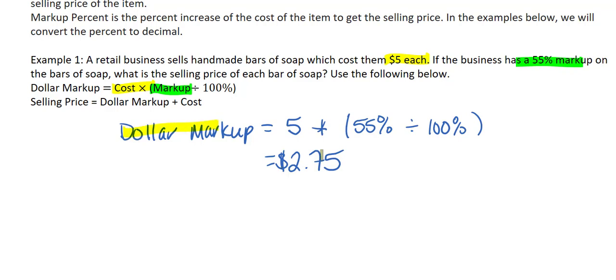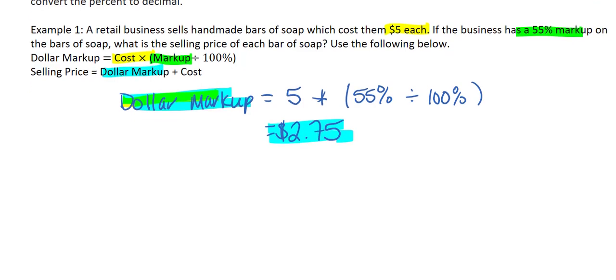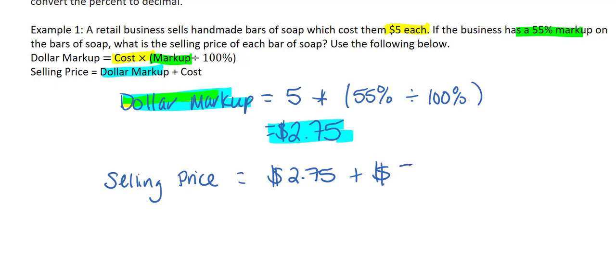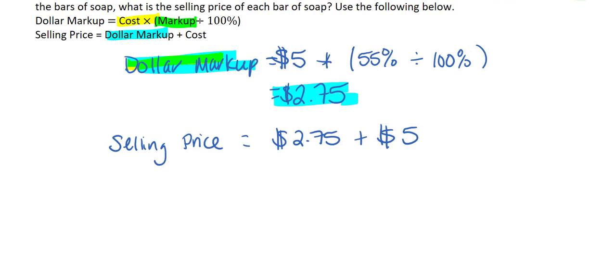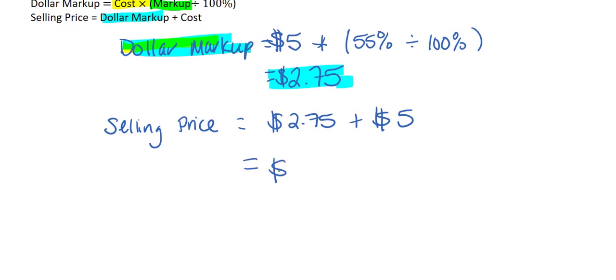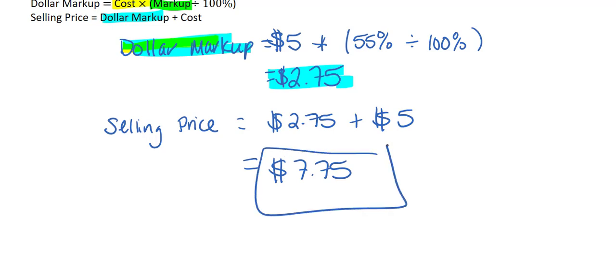And so this dollar markup, let's do a different color, goes right here, and then we're going to add it to the cost. So all we do here is selling price, which is equal to $2.75 plus $5. Well, that would just then be $7.75, and that would be our selling price.